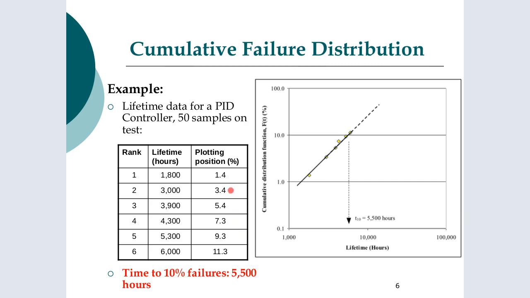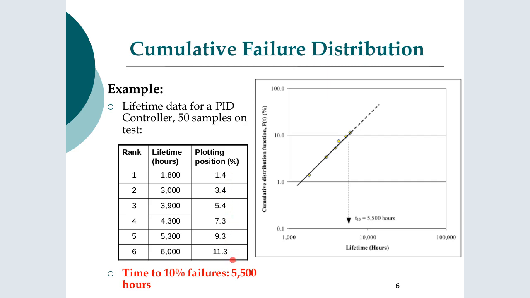Now, if you look at this plotting position here, you'll see that my starting population was 50, and I got my first failure at 1,800 hours. So that is 1 over 50, which should be 2%, but it's down here at 1.4%. And likewise, if we look at this one, it's stated at 3.4, but again, we would expect it to be 4. You can see all these numbers are a little bit off what the actual number should be. So the question is, why is that?